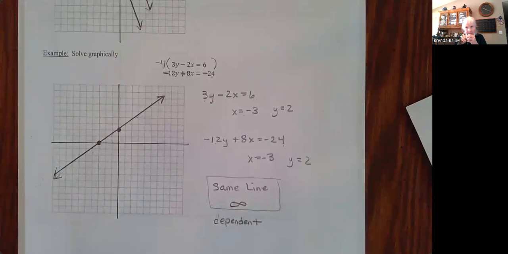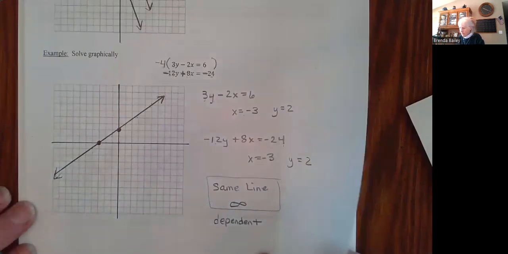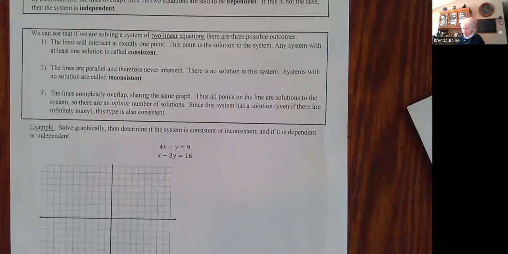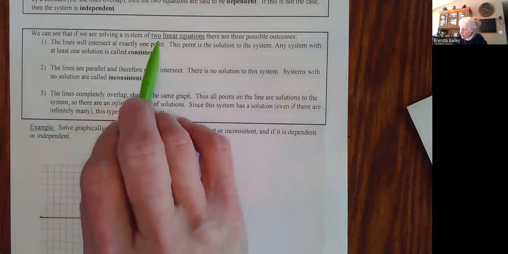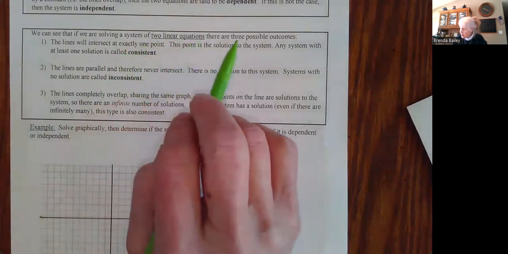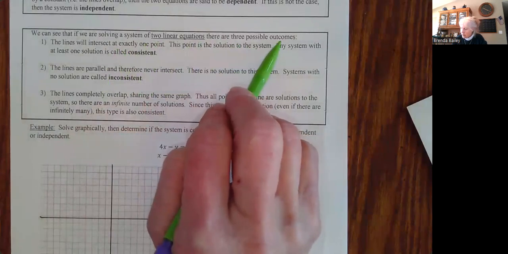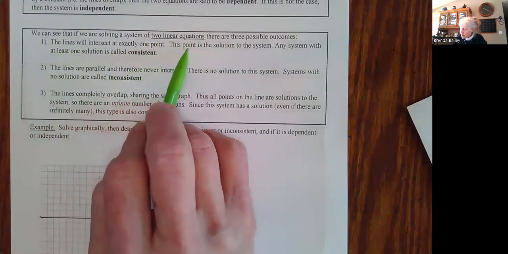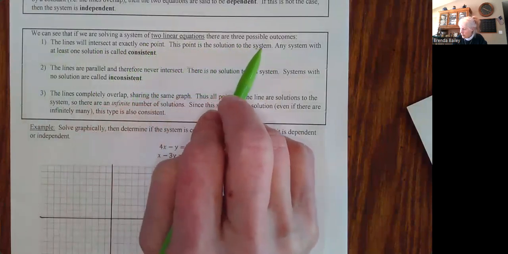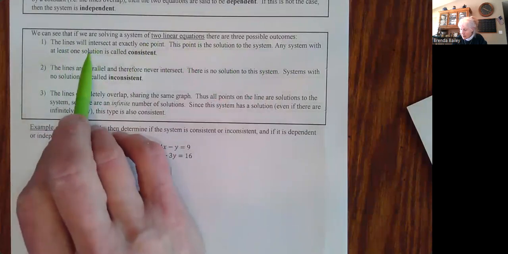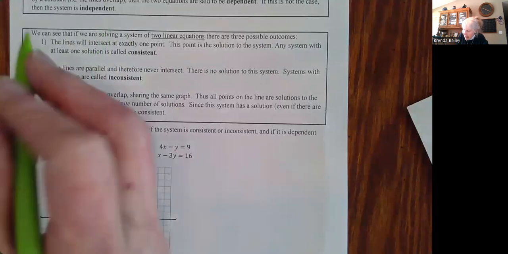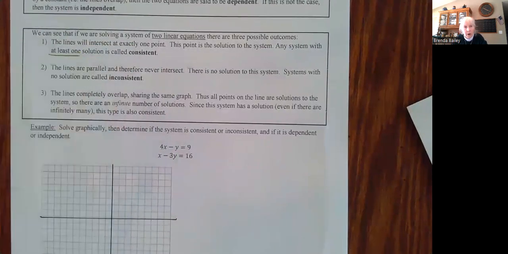Consistent or inconsistent. So here, let's look at our definition, and then we'll go through the examples. We can see that if we are solving a system of two linear equations, there are three possible outcomes. We talked about that. The lines will intersect at exactly one point. This point is the solution to the system. Any system with at least one solution is called consistent. Here's the key, at least one. So you could have more.